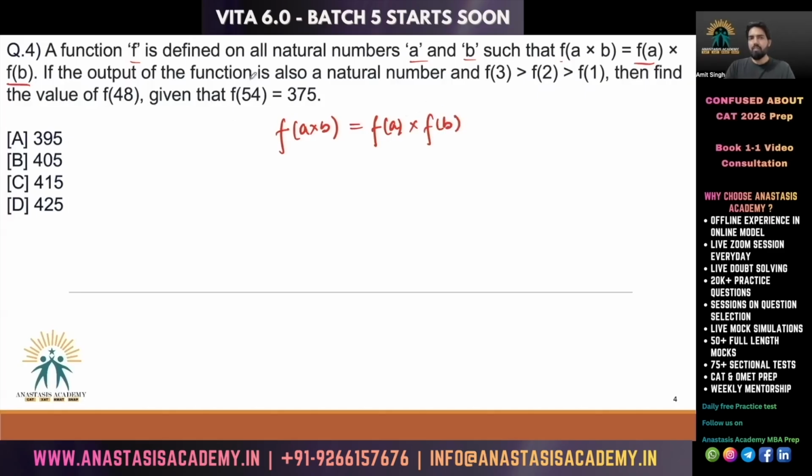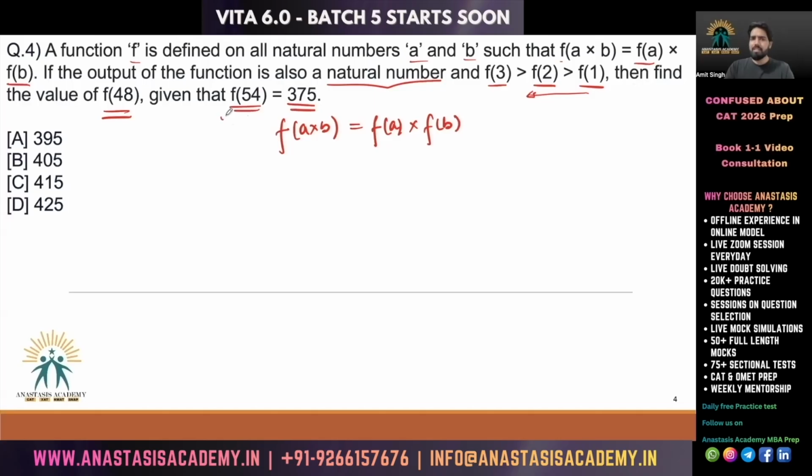If the output of the function is also a natural number and f of 3 is greater than f of 2, which is greater than f of 1, mind you, the output is also a natural number, so the minimum value this function can hold is 1, right? Because 1 is the smallest natural number. Also, f1 is less than f2, f2 is less than f3. So these are in increasing order from 1 to 3. Then find the value of f of 48 given that f of 54 is given as 375.